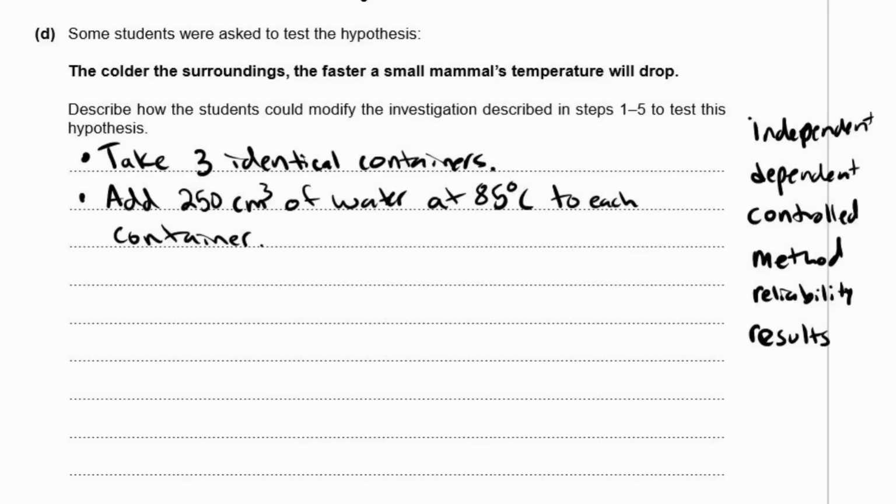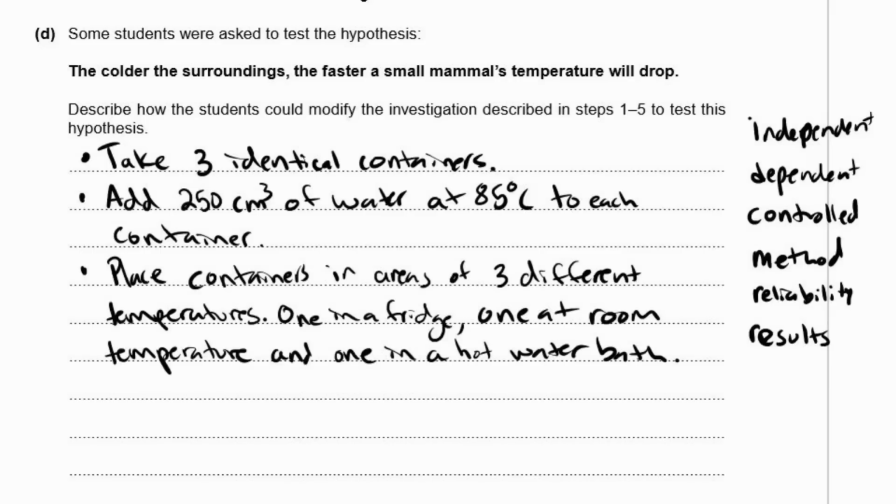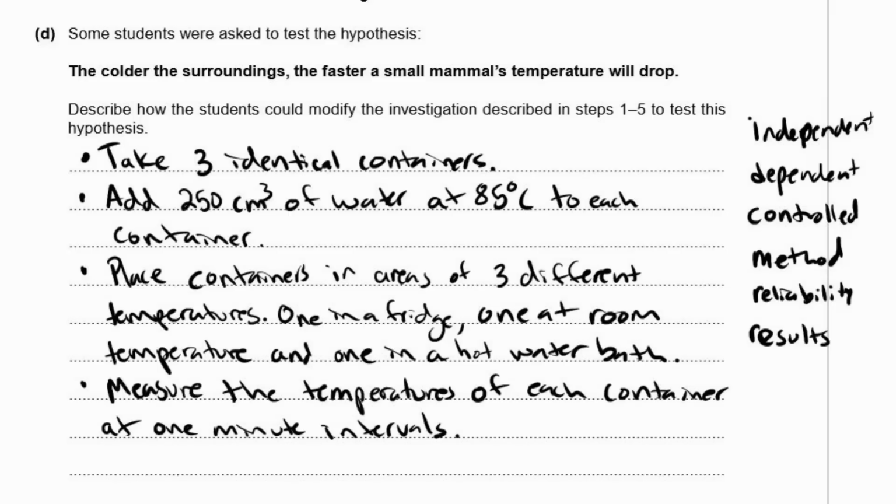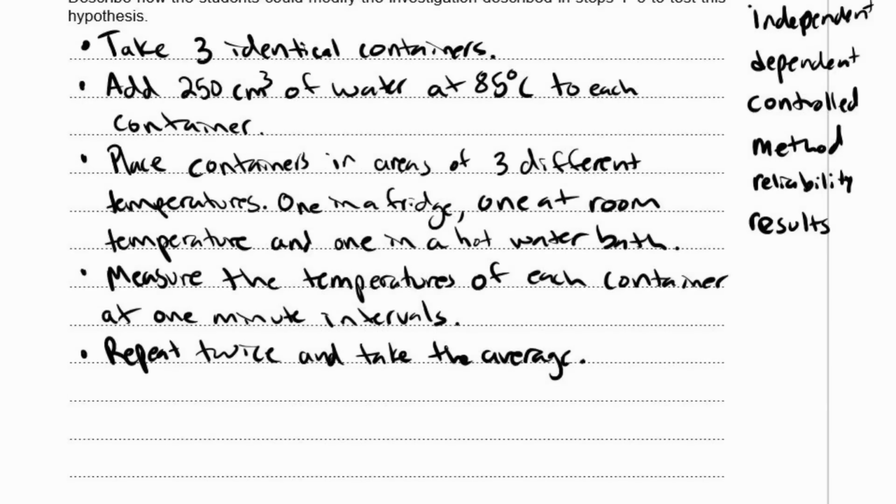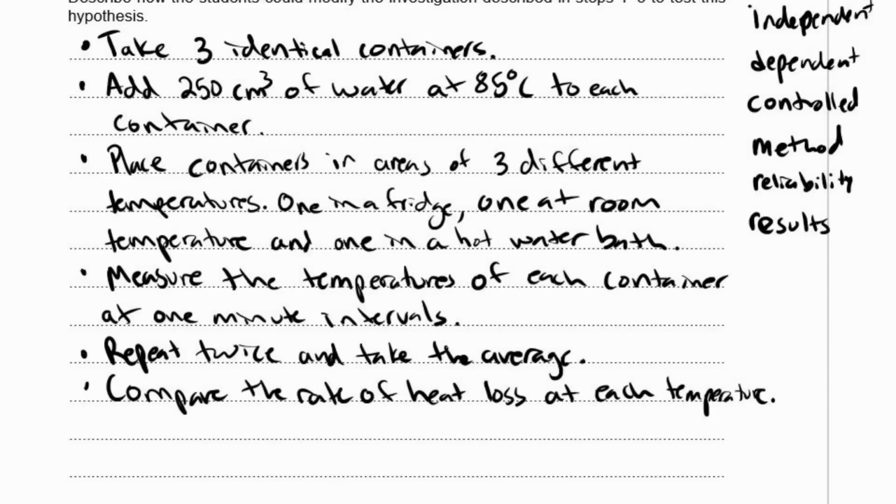And after that, you want to place those containers into 3 different temperatures. So place containers in areas of 3 different temperatures, one in a fridge, one at room temperature, and one in a hot water bath. Then you want to measure the temperatures of each container at 1-minute intervals. You can also time how long it takes for the temperatures to reach a certain level, a certain number of degrees that you state. So you want to repeat twice and take the average. That's your reliability. And then compare the rate of heat loss at each temperature.